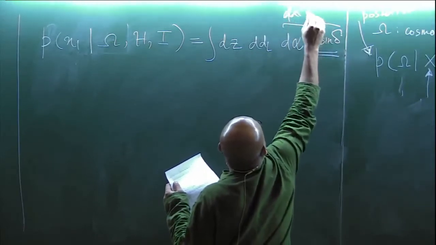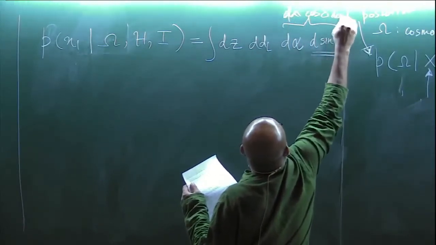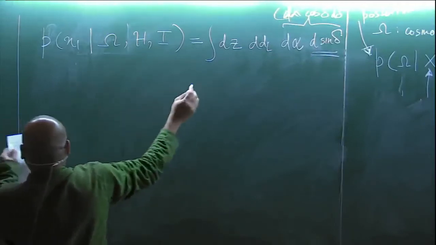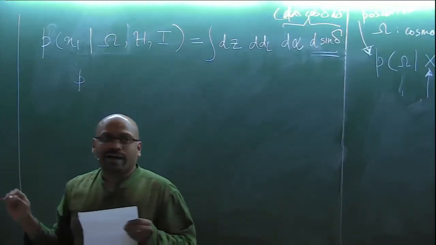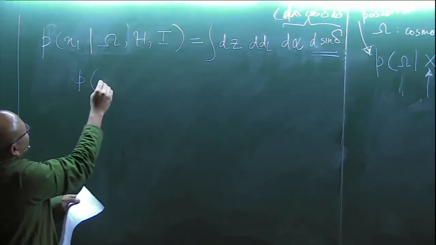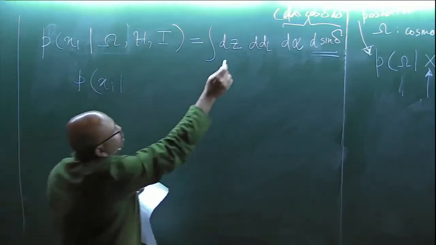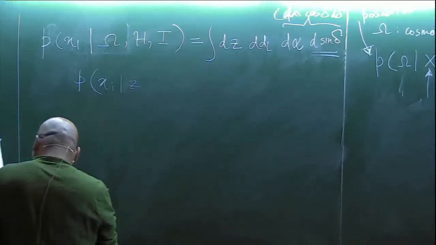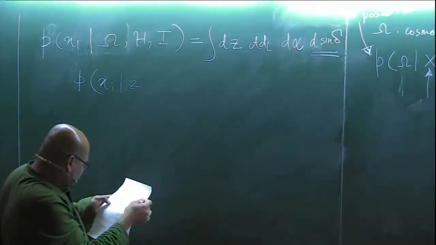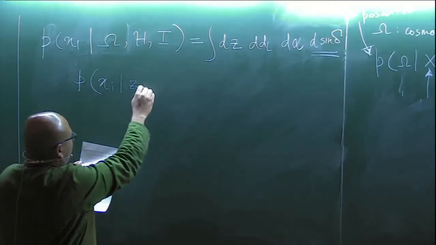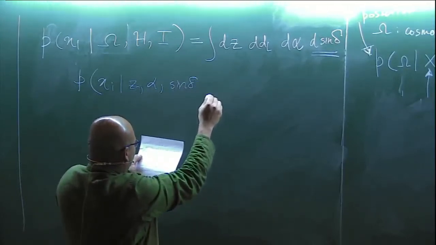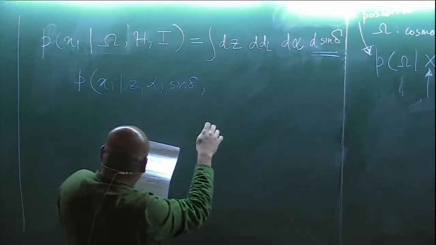D alpha cosine delta d delta. This is the usual measure, so I write it as d sine of delta times. Now I can put in all these variables that I had here. So this is probability of xi given all these things now, z, alpha. Alpha is the right ascension, sine of the declination, and I forgot the distance.